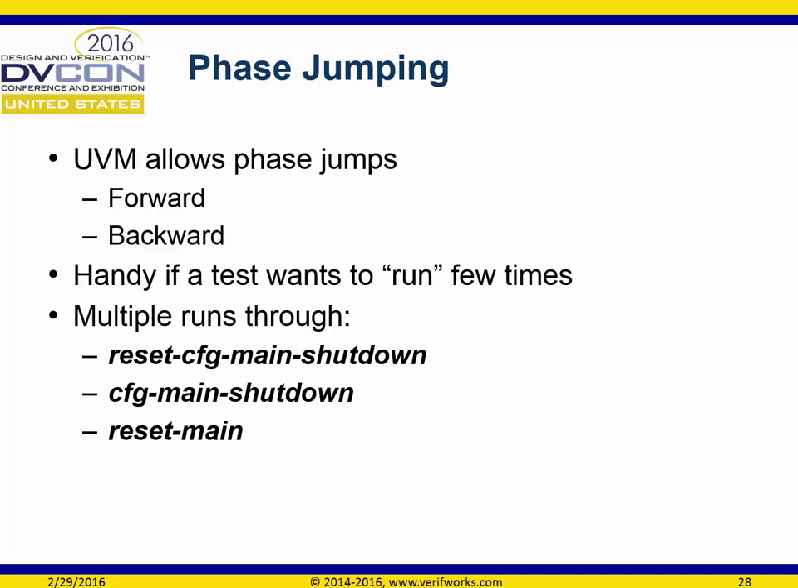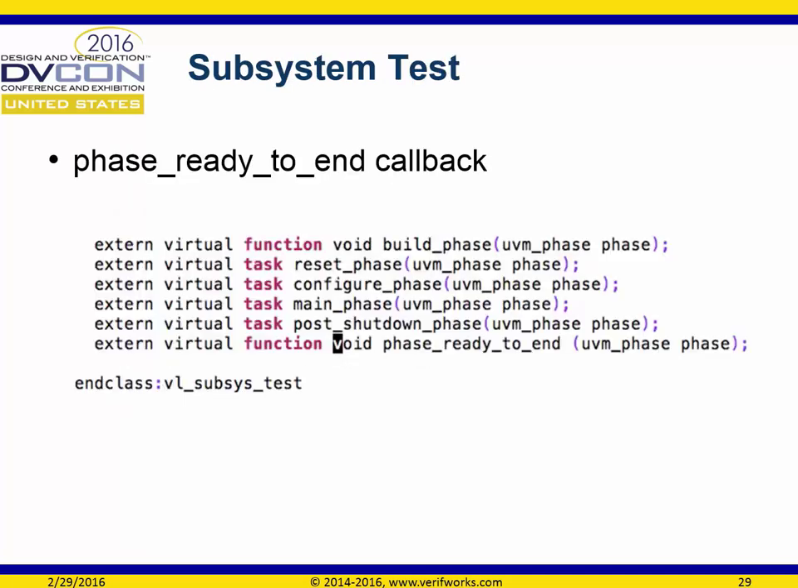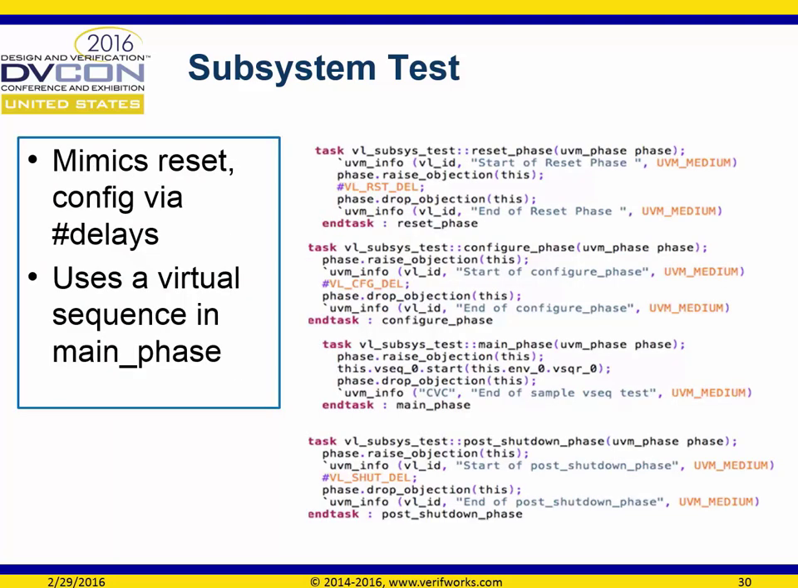So let's assume that you're trying to go through reset, configuration, main, and then shutdown. If you're trying to do something of this sort, or go through reset and main, there is a callback called phase ready to end callback, and you can add that to your top level test. And we'll give you some example here of how to use that callback to implement a phase jump. This is a setup slide. This setup slide basically goes into the detail of the various tasks that are there in this subsystem.